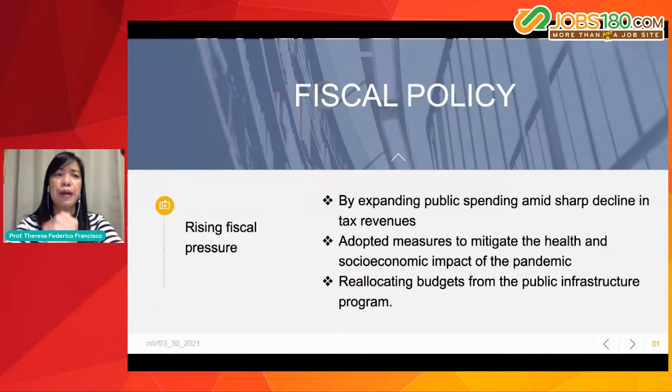To mitigate the impact of the COVID-19 pandemic, the government responded by expanding public spending amid a sharp decline in tax revenue. The tax revenue declined amid the sharp deterioration of the country's tax base as both the global and domestic economy were ravaged by the pandemic. Public spending rose sharply as the government adopted measures to mitigate the health and socio-economic impact of the pandemic, reallocating budgets from the public infrastructure program.